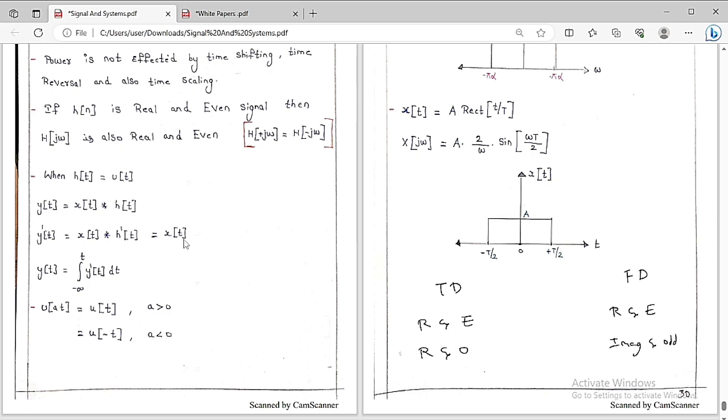Just replace real by imaginary here, and real by imaginary there, and the remaining things are the same. Here it is even, here it is odd. Here we replace real by imaginary, here imaginary by real. That's it. So this is the concept I want to tell you. If you know the first two things, getting the others is a piece of cake.